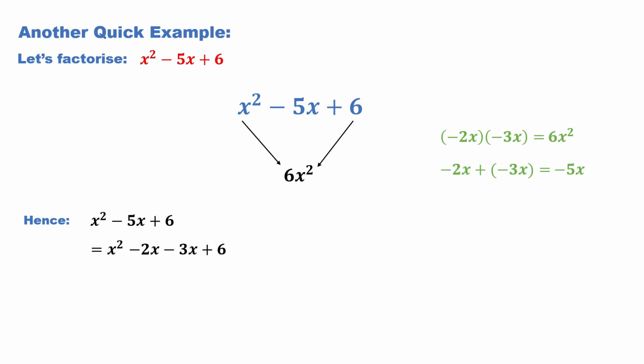In this expression, we can factor out x first and get x minus 2 in brackets, and then factor out minus 3 and get x minus 2 again. Hence, we can finally factor out x minus 2 and get another bracket with x minus 3.